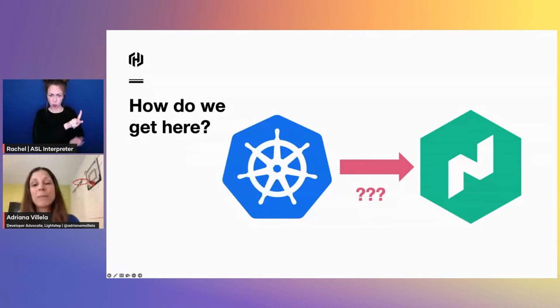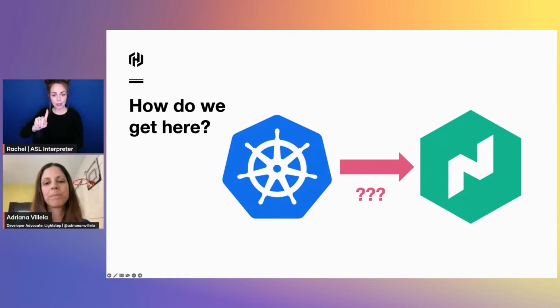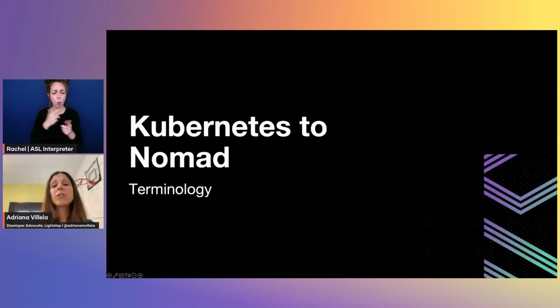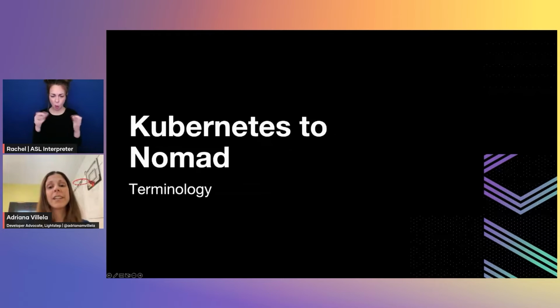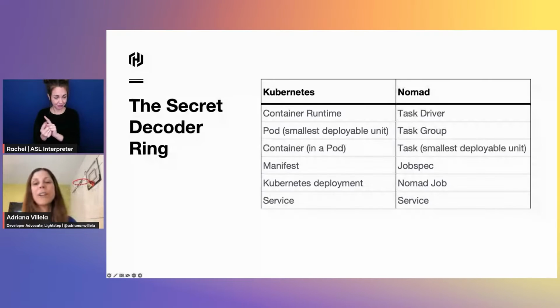Now, not to be one to be defeated by technology, I decided to learn how to convert Kubernetes manifests into Nomad job specs. And so today I will showcase the process of that conversion using the OpenTelemetry Demo App as an example. But before we get into the conversion process, it's helpful for us to understand how Kubernetes terminology translates into Nomad terminology. So I've prepared for you a secret little decoder ring of Kubernetes to Nomad terminology.